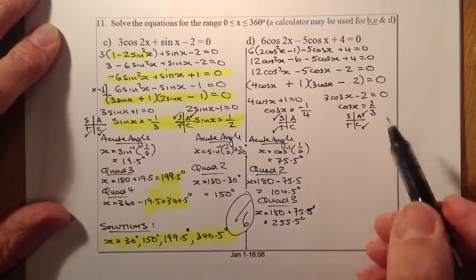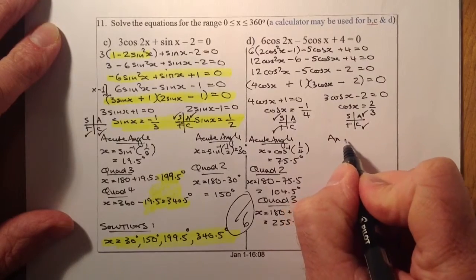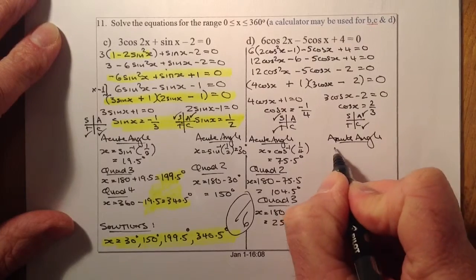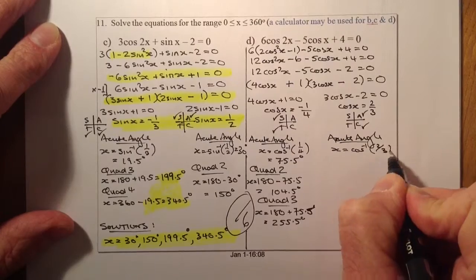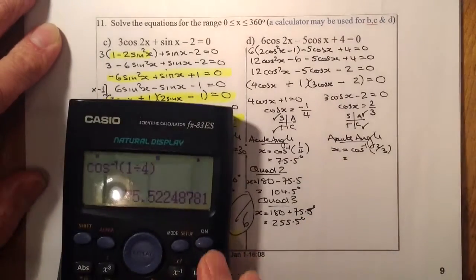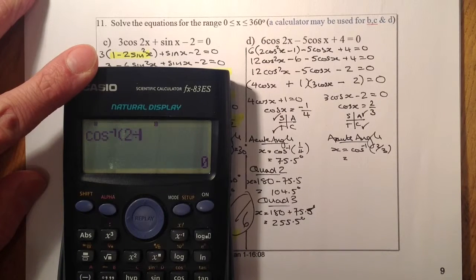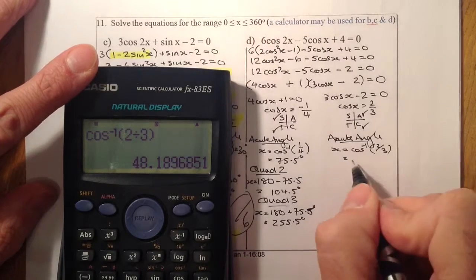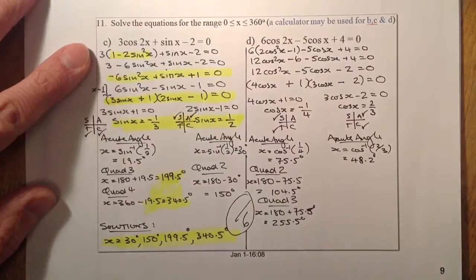The right hand side, I've got cosine x is equal to 2 over 3, so just the same way I'll go for the acute angle. So x is equal to the inverse cosine of 2 over 3. Right then, shift cosine and 2 divided by 3, that should give me an answer of 48.2, and that'll just be to one decimal place. So that's 48.2 degrees.